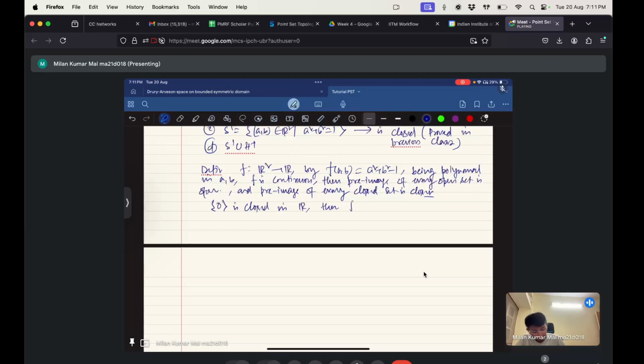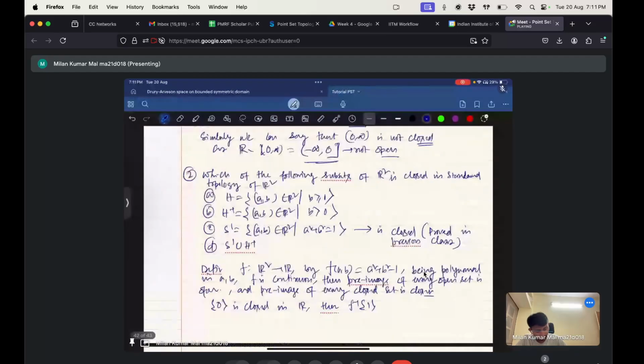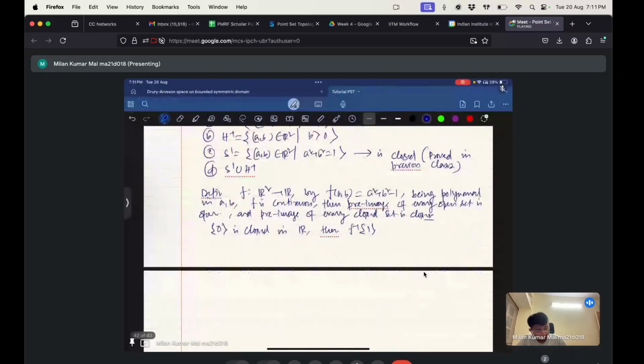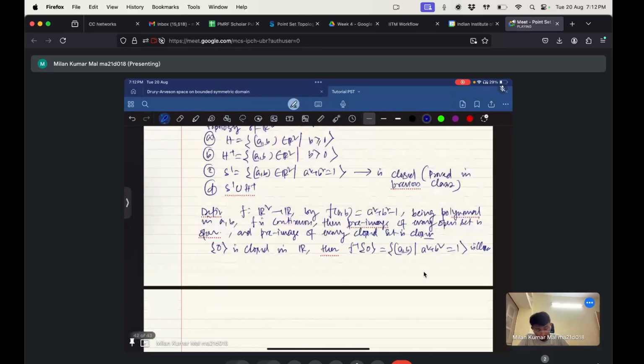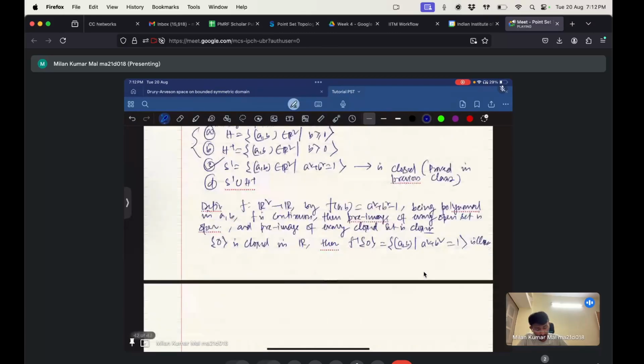Then f inverse of this particular set, which equals basically all those (a, b) such that a square plus b square minus 1 is equal to 0. That means a square plus b square equals 1 is closed. So this is closed. But what about these two sets? I will do them simultaneously.